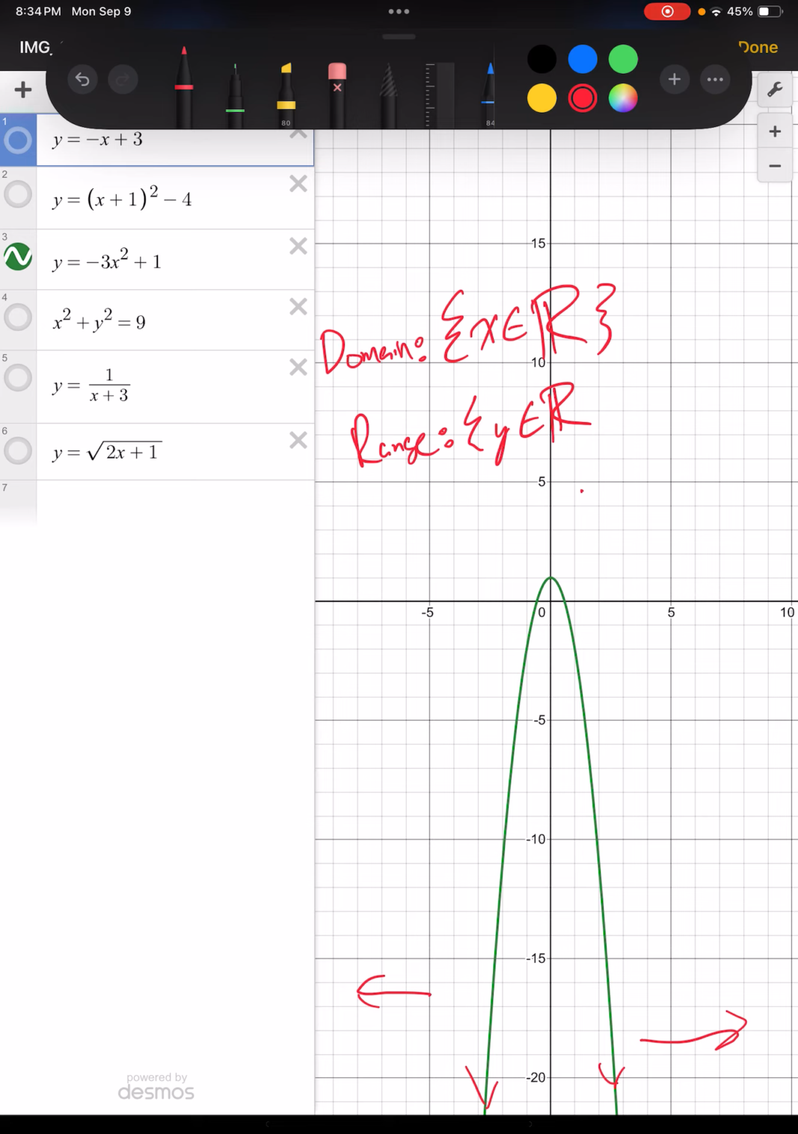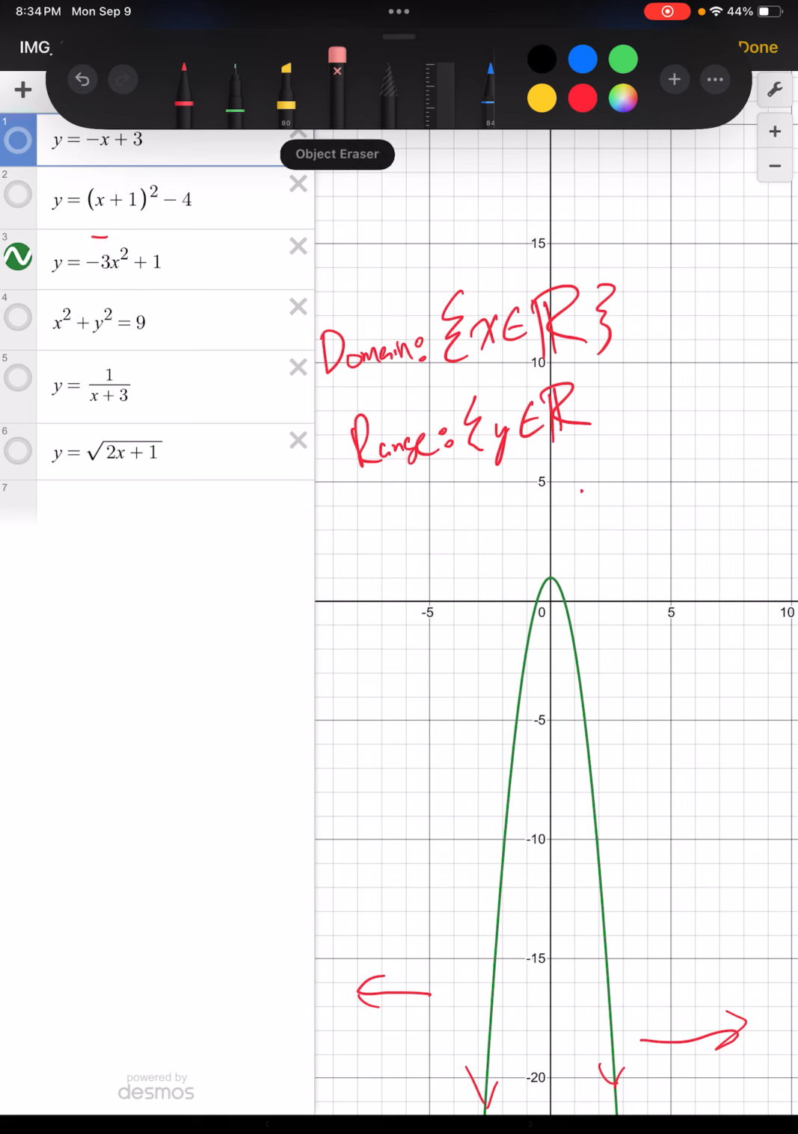But here's the thing about it. Look, y can only be negative. The greatest this number can be is negative. Look at that, it's multiplied by negative 3. This is negative, this is positive. Negative times negative, so y can only be negative plus 1.